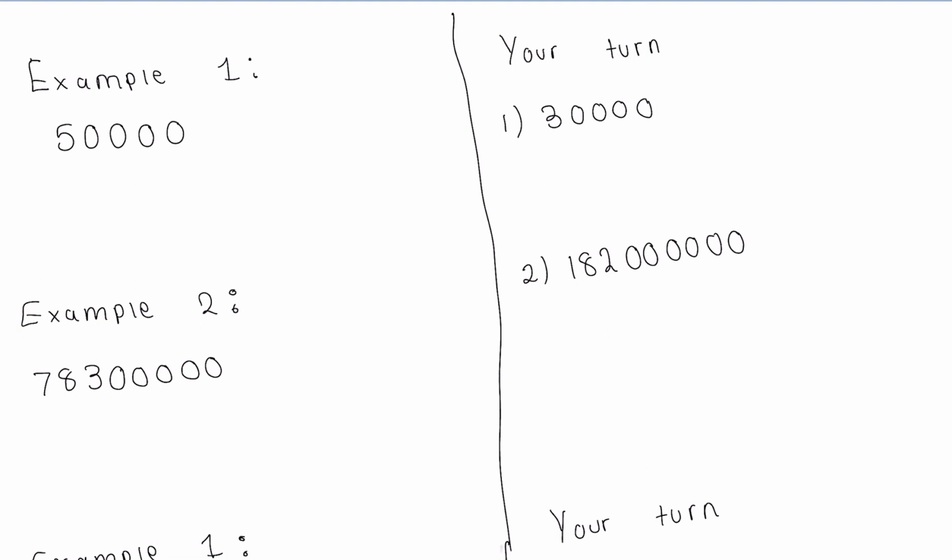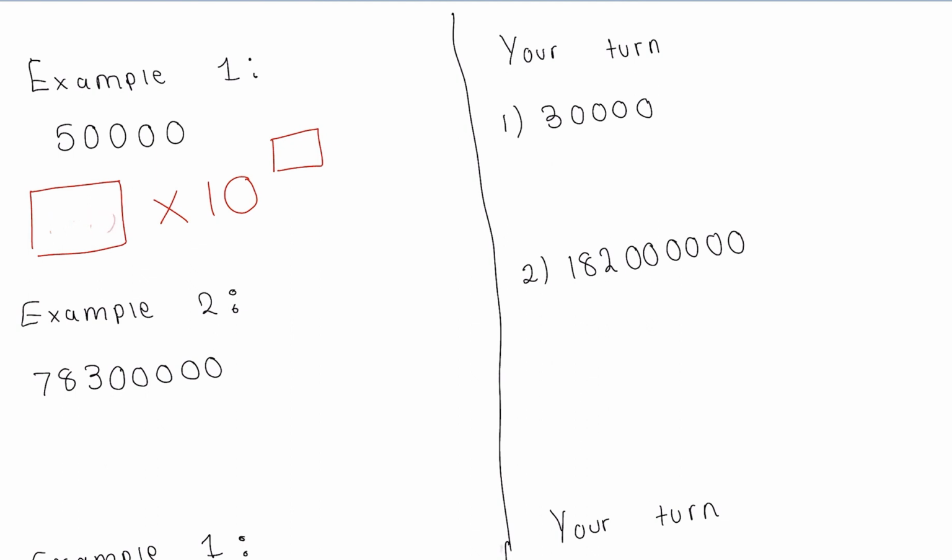Now what we've got here is an ordinary number, 50,000, and we want to write it as standard form. So first of all, we need to think of a number that's between 1 and 10 that can act as our base, and then we're going to have times 10 to the power of something.